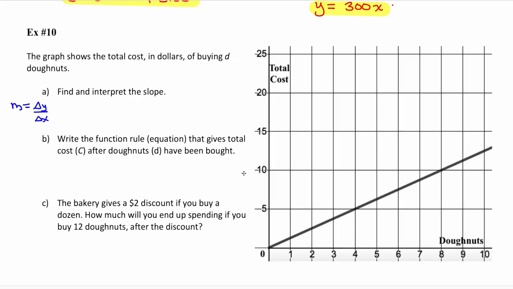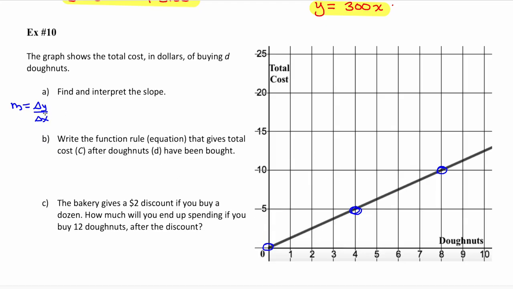What we're looking at on this graph is we need to find two clean coordinates. Our first clean coordinate would be at (0, 0). So 0 donuts cost $0, which makes sense. Our next clean coordinate would be at 4 donuts cost $5. Another clean coordinate would be at 8 donuts cost $10.